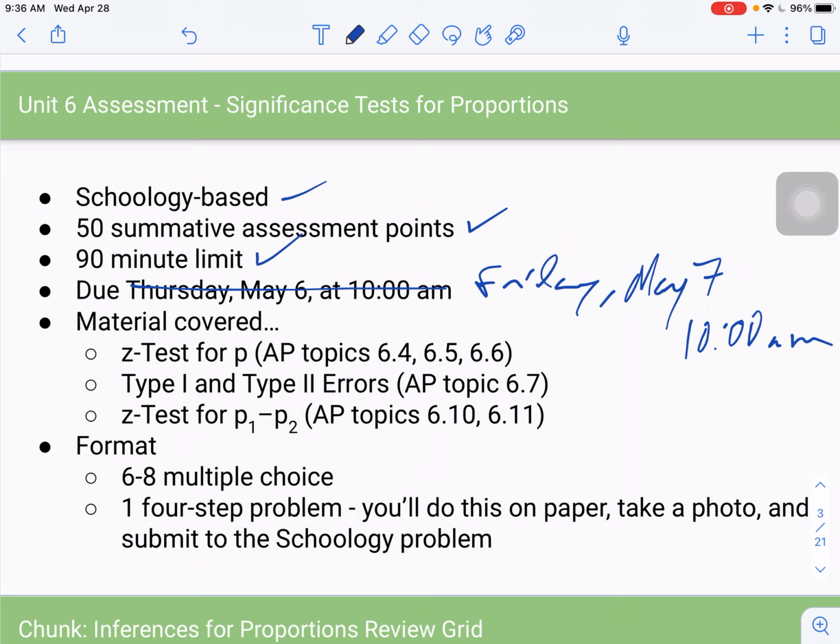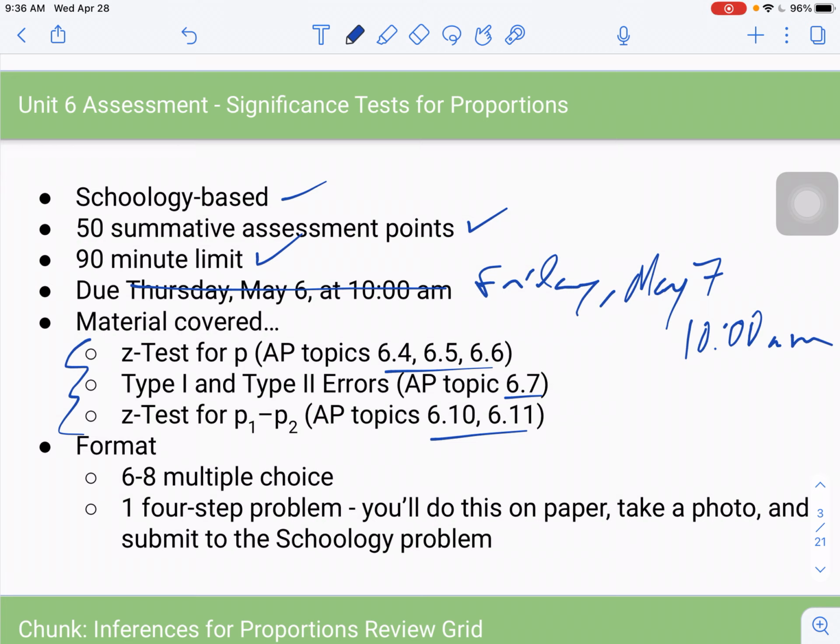The material that will be covered is basically three main topics. It's the z-test for P, type 1 and type 2 errors, and then the z-test for P1 minus P2. So it doesn't have any confidence interval material on it. It's all significance tests. And if you want to review some of those AP Classroom videos, here are the AP topic numbers.